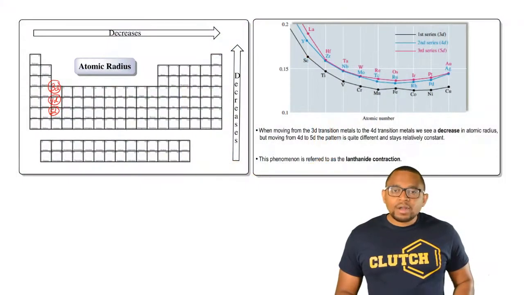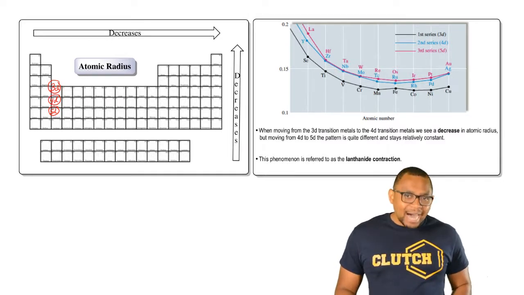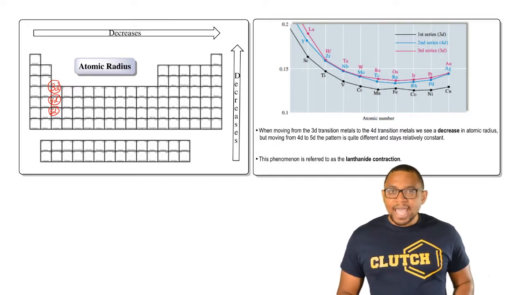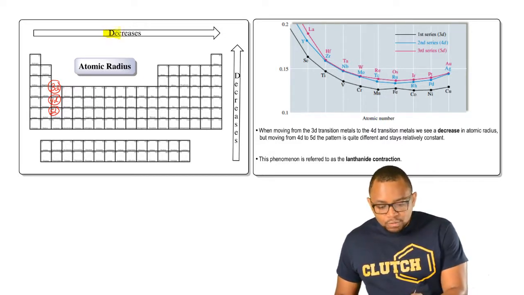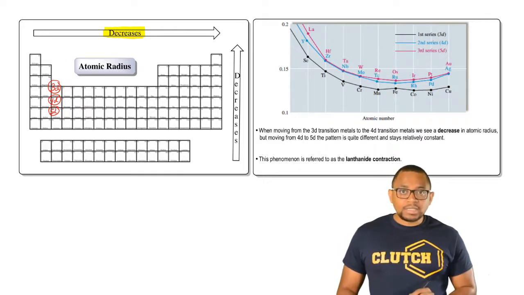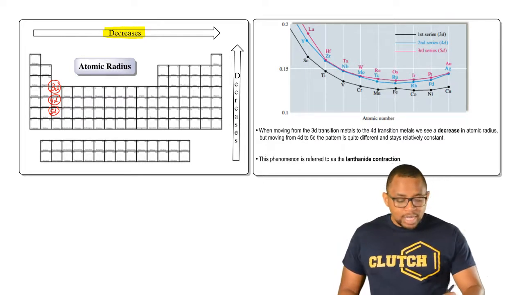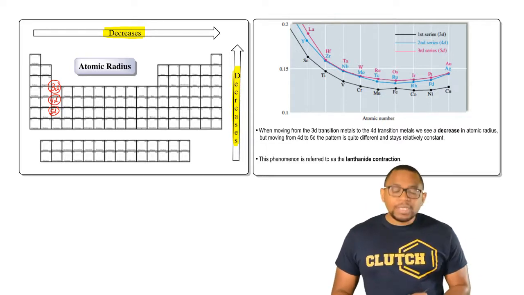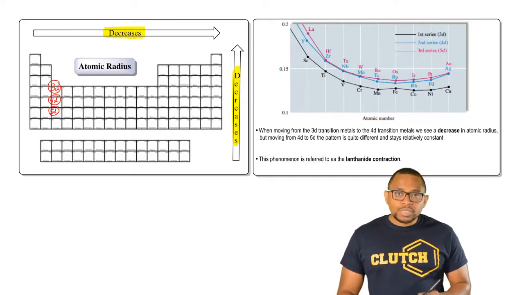Atomic radius can be thought of as the distance between the nucleus of an atom to its outer shell, where its outer electrons are found. And we're going to say that the general trend when it comes to atomic radius is, as we move from left to right, it's going to decrease. And as we move up any group, it's also going to decrease. Now, we do see some exceptions when it comes to atomic radius.